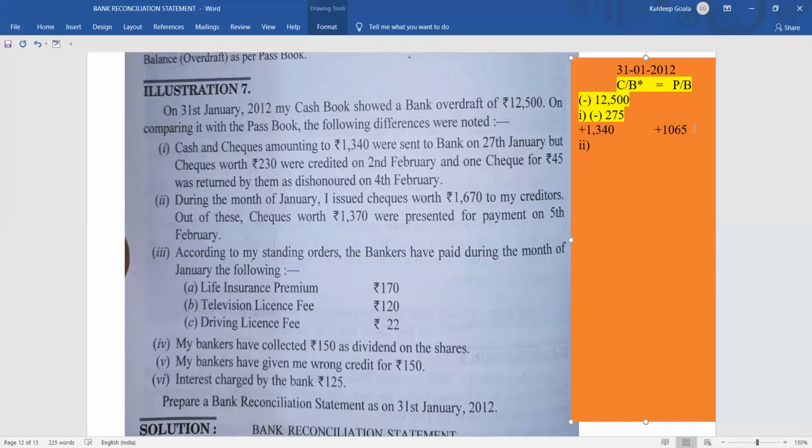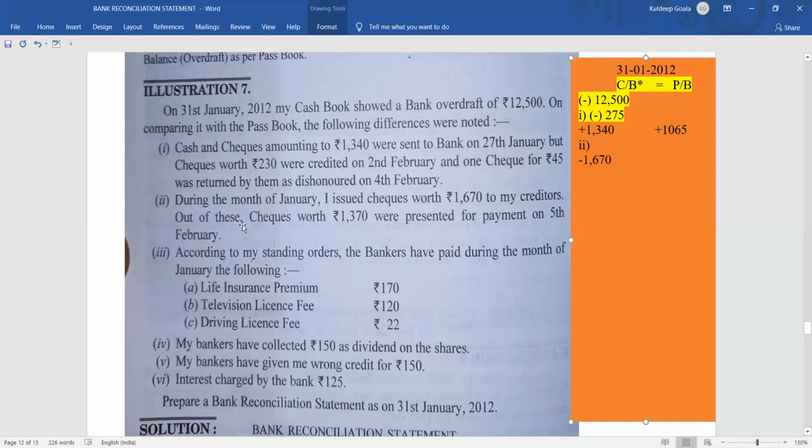Now point number 2, what is it saying? You see, during the month of January, what happened? I, that means the person who is the owner, issued checks worth 1670 to my creditors. Okay, he has issued. Once a check is issued, remember that it is immediately deducted from the cash book. 1670 रुपीज का चेक उसने माइनस कर दिया. इशू मतलब पेमेंट किया क्रेडिटर को. So he deducted it from the cash book, right. कैश बुक से माइनस कर दिया.